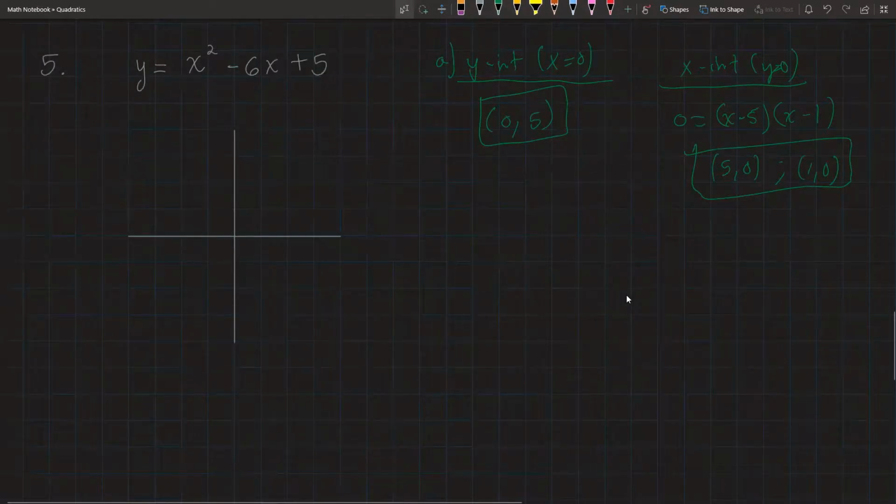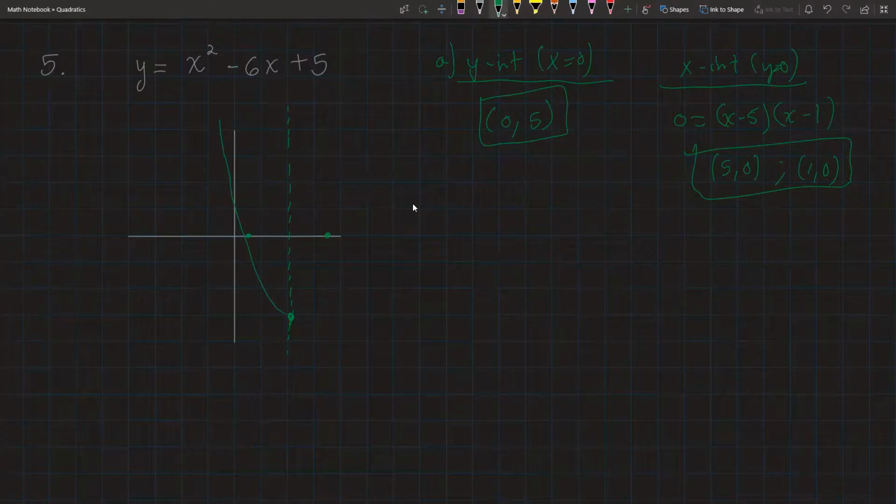Let's see if we can do this faster than I can. (1, 0), (5, 0). Line of symmetry, somewhere right there. Is this positive something squared or negative something squared? It is positive, so therefore it does concave up. I'm curving up. Vertex is somewhere right there. We should visualize some kind of parabola like this. This is not too bad. I will keep that picture.